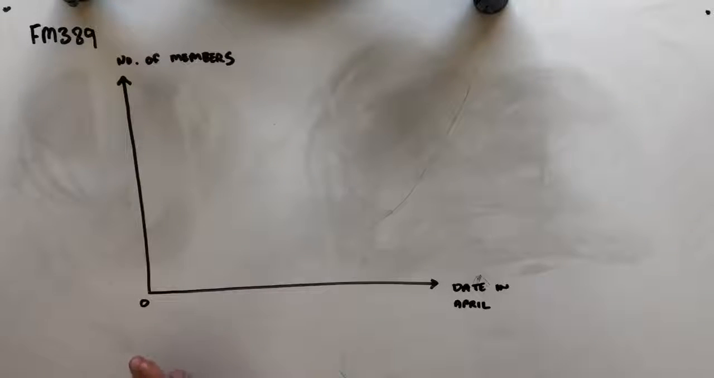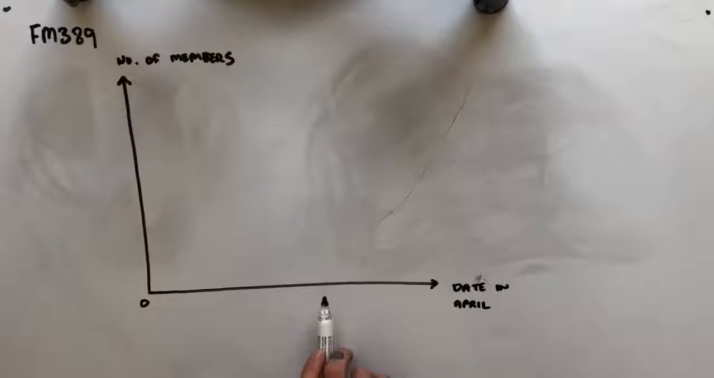So part A says, how many members went to Average Joe's on the 16th of April? Now, in order to figure this out, we're going to move along our axis that is labeled date in April until we get to the number 16, because of course that would be the 16th date in April, and we're looking for the number of members that went in on the 16th. So we get to the 16.